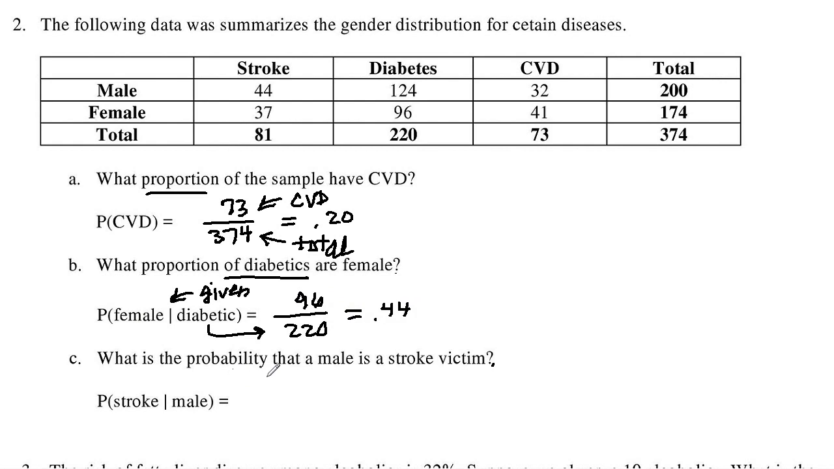And then lastly, what is the probability that a male, so we're given that the person is a male, is a stroke victim? This is asking what's the probability that they've had a stroke given that they're male. Again, the given condition determines the total outcomes in the denominator. That is male, which there were 200 males. Out of that 200, how many also had a stroke? There were 44 strokes from the males. So 44 out of 200, and as a decimal, that is 0.22.